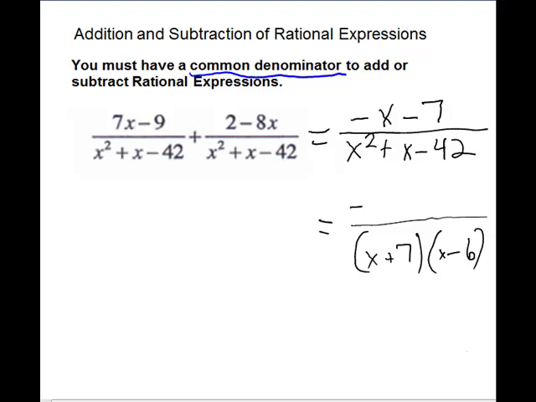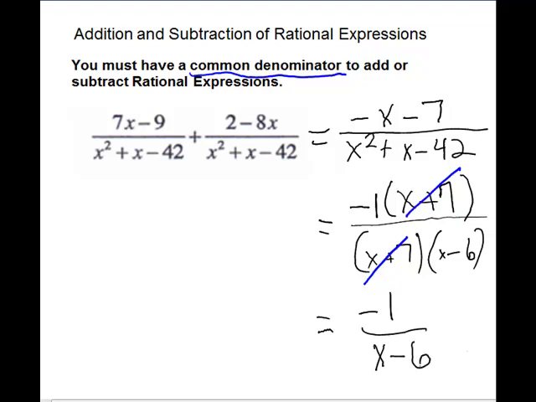So let's do that. We're taking out a negative 1. It's going to change all our signs. It will leave us a positive x and a plus 7. Let's double check that. If we multiply it back, that would be negative x, negative 7. So what we did is okay. And now we do have something that will match that we can divide out. So we're left with negative 1 over x minus 6.